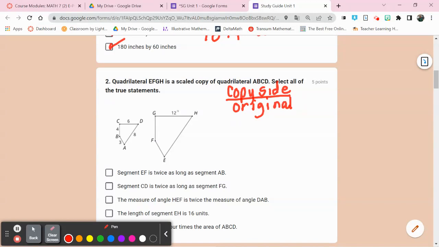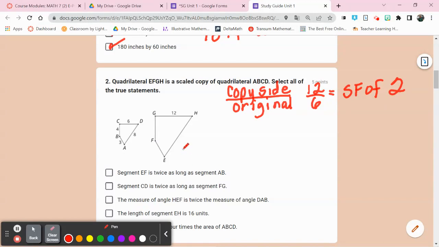I look at the top, see that? And I would do 12 over 6. 12 divided by 6 is a scale factor of 2, meaning all the sides should be 2 times the corresponding side on the original. Let's read the choices. Segment E to F is twice as long as segment A to B. Twice means times 2, but they got to be corresponding sides.